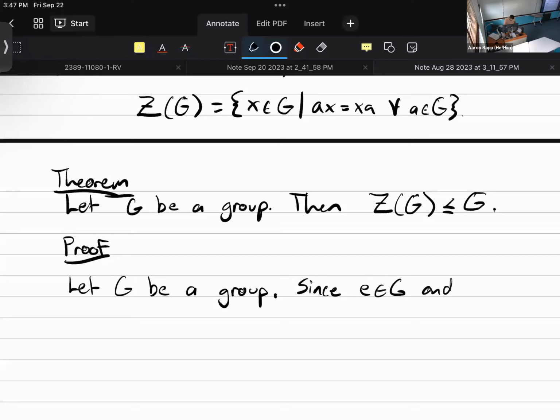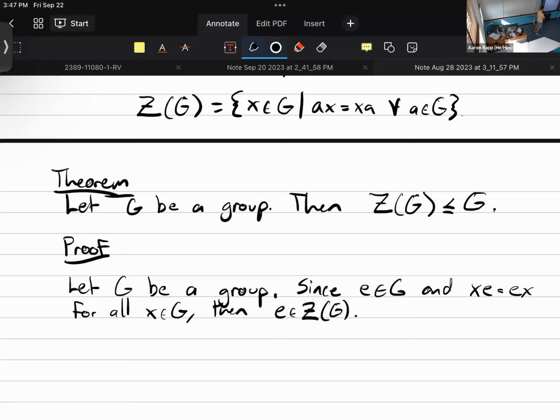And we know that X times E is equal to E times X for all elements in that group G. Then my identity element is always going to be in the center of my group. So I know I'm always going to be non-empty. In practice, that might also be the only element that does commute with every other element, but it's still technically an abelian group.